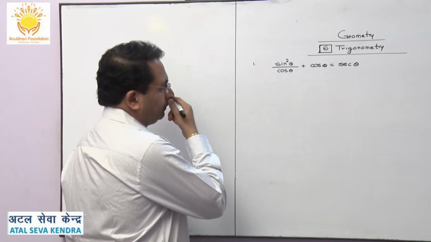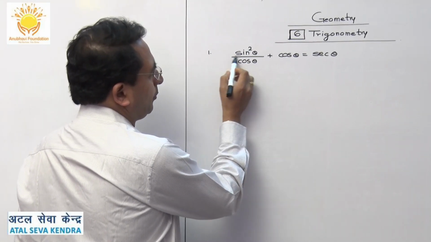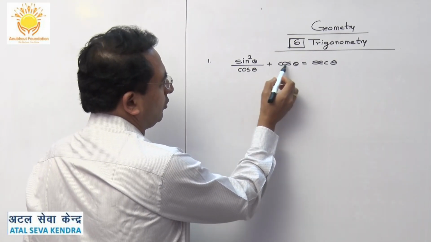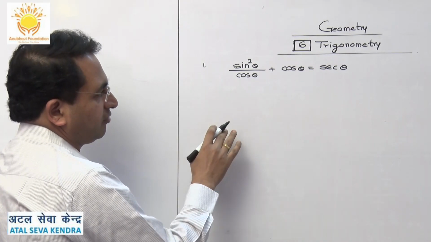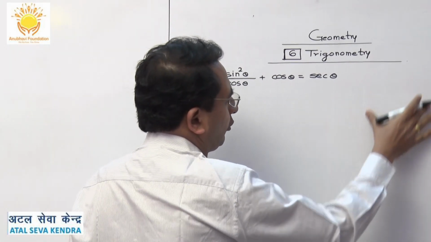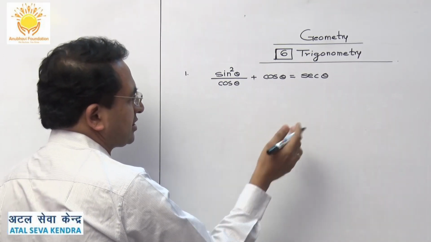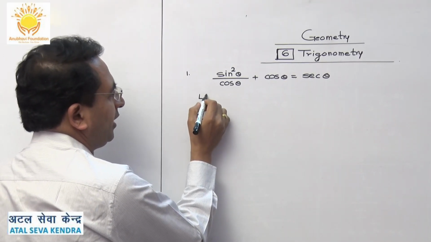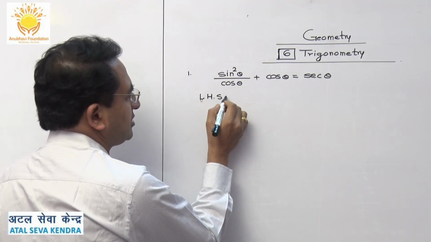See the first one. We have to prove that sine square theta upon cos of theta plus cos of theta is equal to sec theta. Now, in the earlier session, I have written all the formulae here. Now I am not writing anything, I'll just discuss while solving the sum. You please pay attention properly. These sums are to be solved like this.